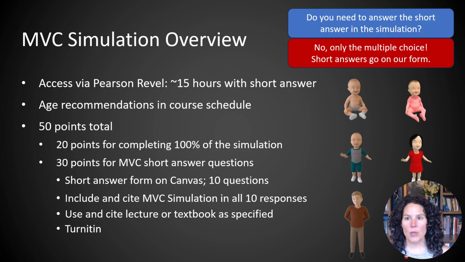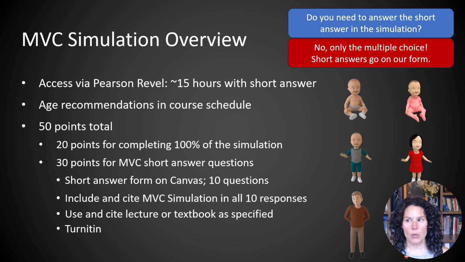Okay, so a quick overview of the My Virtual Child or MVC simulation. You access it in Pearson Revel, so you'll go through the modules on the left sidebar or the Revel link on the course homepage to get into it. We are estimating that it's going to take you about 15 hours to complete this, along with our short answer form. What you're going to be doing is answering the multiple choice questions in the simulation, and that counts for 20 points. And then you're going to be completing our short answer form with 10 questions, and that counts for 30 points.